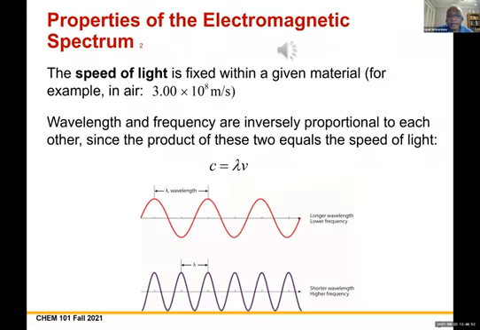As lambda increases, a larger lambda means a lower frequency. A shorter lambda means a higher frequency. The frequency is directly proportional to energy. So whether we are talking about lambda or mu, we can express the relative energy of two wavelengths.